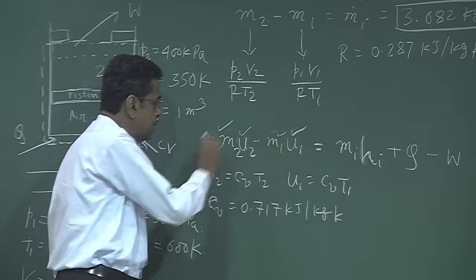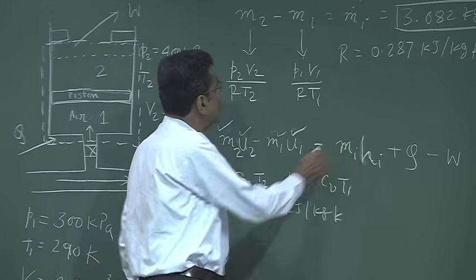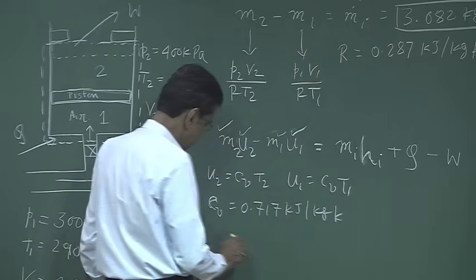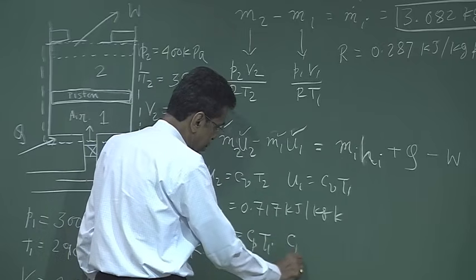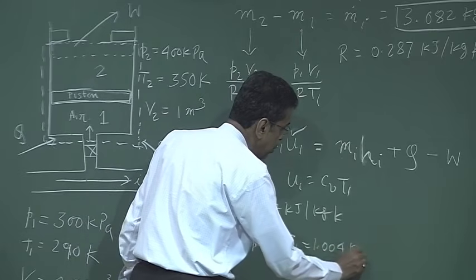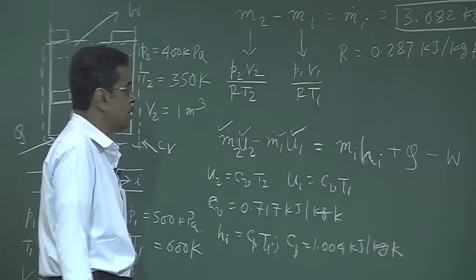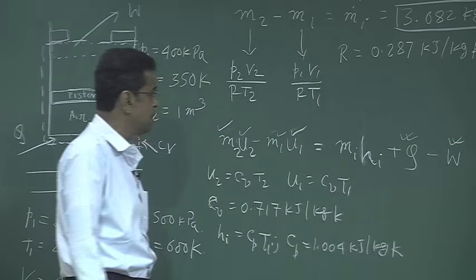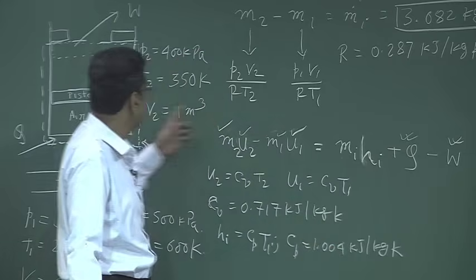For an ideal gas, U2 is CV T2, U1 is CV T1. Now here Mi is known, M2 minus M1 we have already found, and Hi you substitute as CP Ti, and the value of Cp for air is 1.004 kilojoule per kg K, you take this value. So two unknowns are there, Q and W. To find any one of them from this equation, you have to know the other one from an independent equation. What is that? That is the work done.